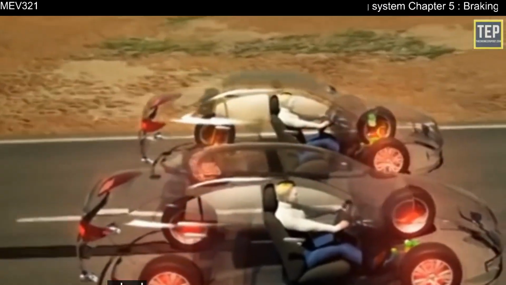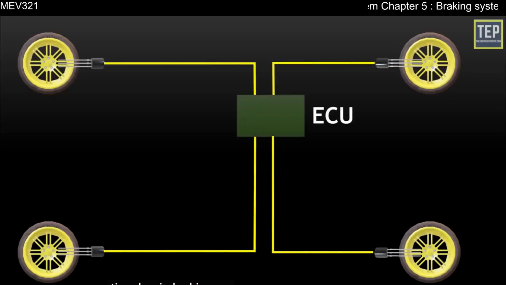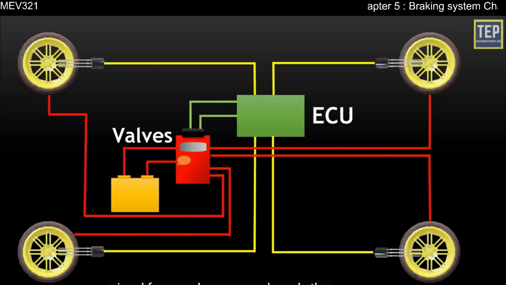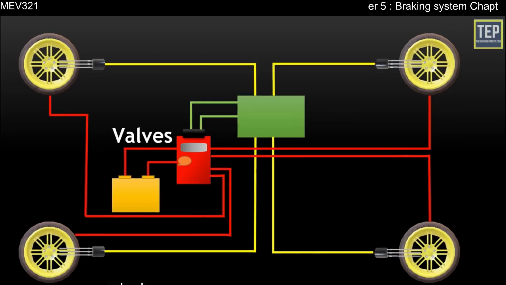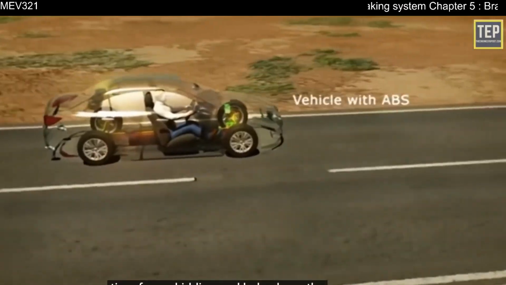When sensors detect that your car's tires begin locking up, the electronic control unit reads the signal from each sensor and sends the signal to the valves of the respective wheel. Then, valves rapidly apply and release the brakes automatically to keep your tires from skidding and helps keep the driver in control of the vehicle.